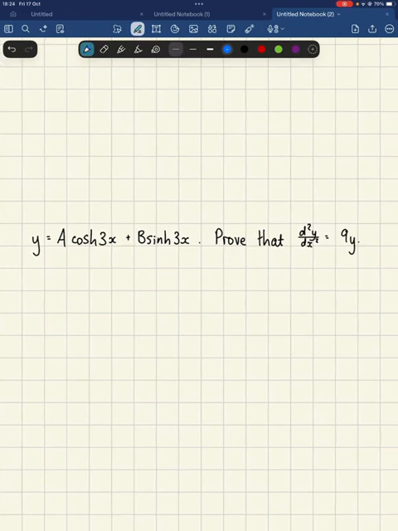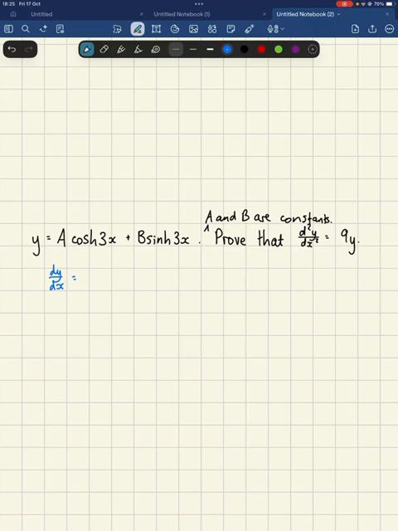So we've got y is equal to a cosh 3x plus b sinh 3x, and we have to prove that d squared y by dx squared is 9y. Okay, so we're told what y is, so we can easily find dy by dx. I should have added that a and b are constants, so we can just leave them out of the differentiation and just add them back later.